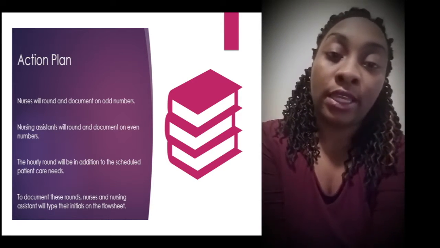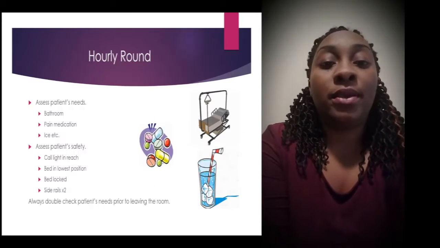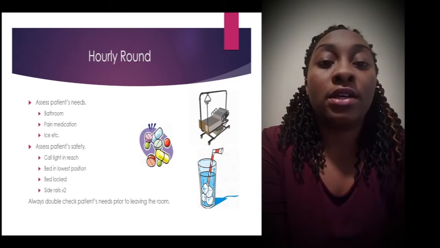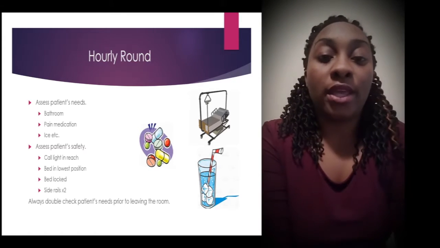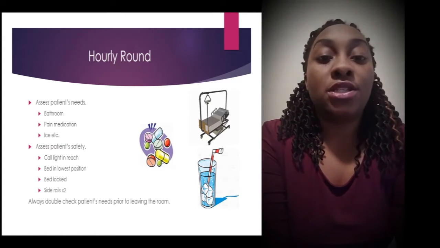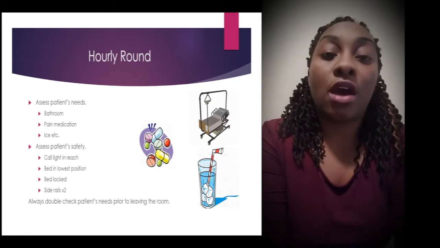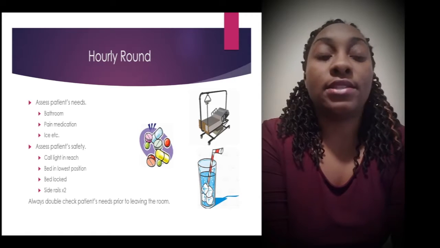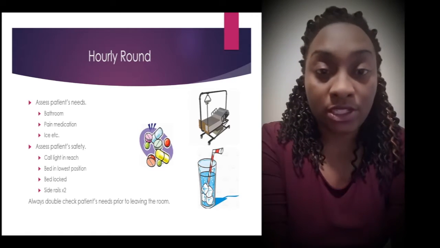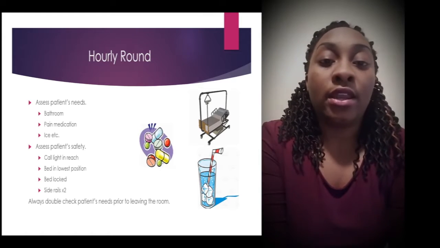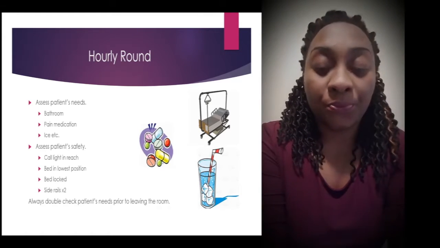For the hourly rounding, the patients would be assessed for their needs. Do they need anything such as pain medication? Do they need any ice? Do they need to go to the bathroom? And the patient's safety would also be assessed as far as is the bed in the lowest position, or is the call light within reach, and is the bed, of course, locked.